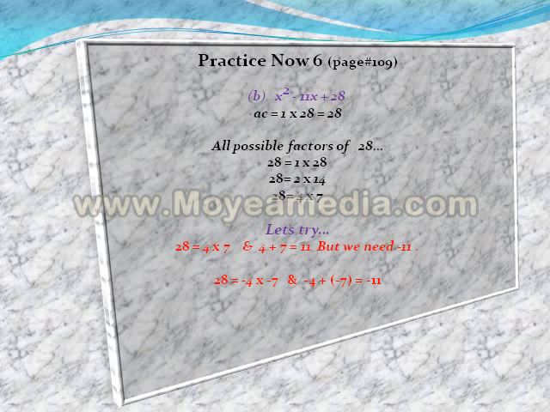Remember the rules of the signs. Both signs are the same, so you add 4 and 7 to get 11, and the same sign will come beside the 11 also. So minus 4 and minus 7 is the required pair which we are looking for, which satisfies both the conditions.